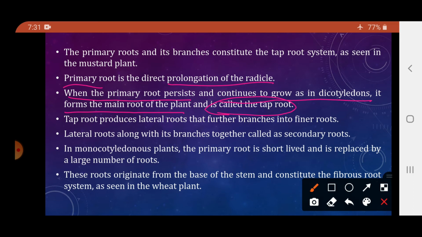Now, this taproot produces the lateral roots that further branch into finer roots. The taproot will develop the lateral roots and these lateral roots later will again form the finer branches. So, lateral roots along with their branches are also called as the secondary roots. So basically dicot में जो root होता है वो कौन सा होता है? taproot होता है. But in monocotyledonous plants, the primary root is short-lived and is replaced by a large number of roots.